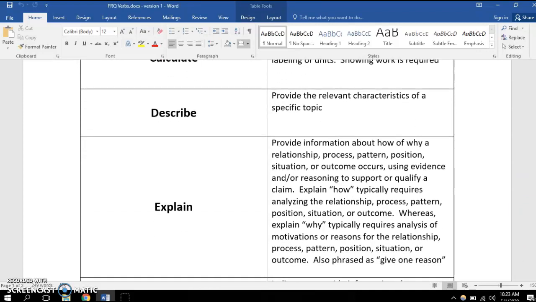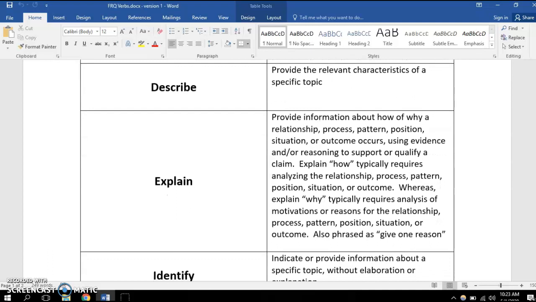The next term is explain. And so, of course, this goes into a little bit more detail when you're asked to explain something. This is going to be looking at using evidence or reasoning, telling how something happens, why something happens, giving those processes, patterns, positions, outcomes. You really need to go into depth here. So make sure that you are explaining yourself thoroughly.